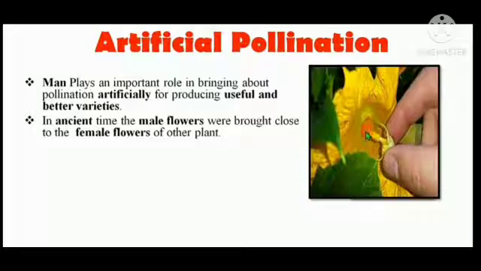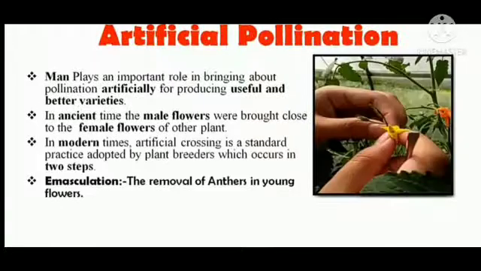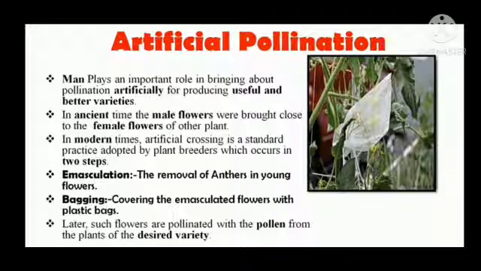Now next is artificial pollination. Man plays an important role in bringing about pollination artificially for producing useful and better varieties, especially in case of cereal crops and garden plants. In ancient times, the male flowers were brought close to the female flowers of another plant. But in modern times, artificial crossing is a standard practice adopted by plant breeders, which occurs in two steps.